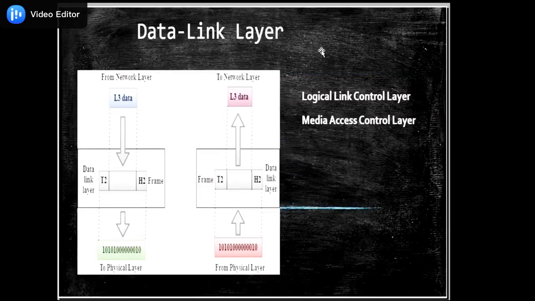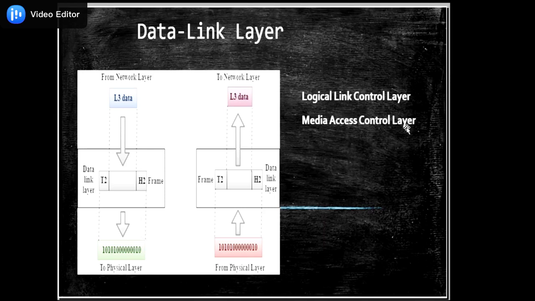Data link layer. The data link layer is responsible for the error-free transfer of data frames. It defines the format of the data frame on the network. It provides reliable and efficient communication between two devices. It is mainly responsible for the unique identification of each device that resides on a local network. It contains the logical link control layer and the media access control layer.